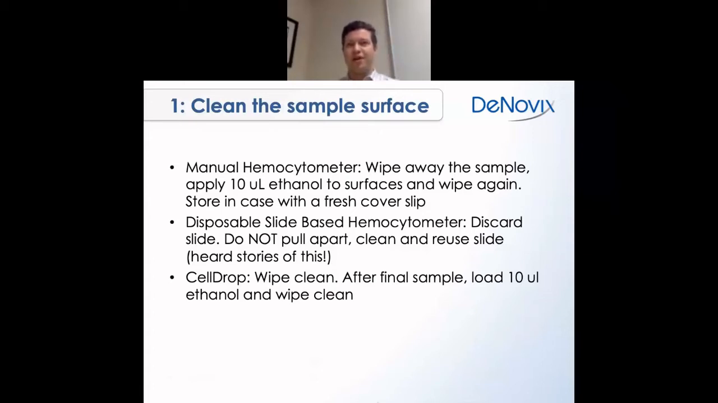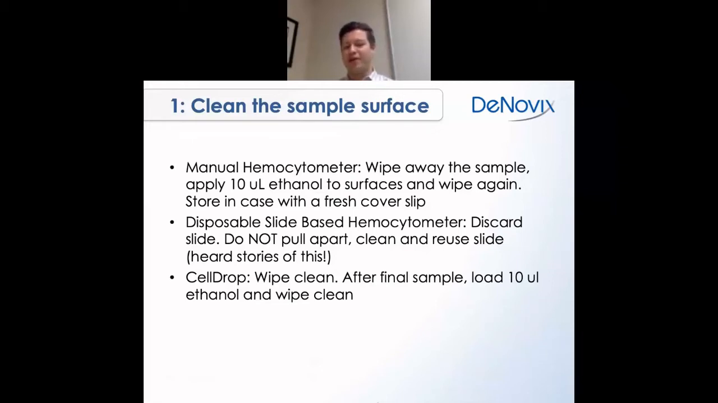We've heard and had people ask this question of what's the best way to pull the slide apart and then clean it and be able to reuse the plastic disposable slide. There's just no good way to do that. Do not do it. It doesn't work. You won't have accurate data if you do that.